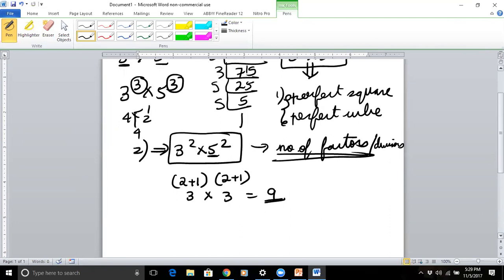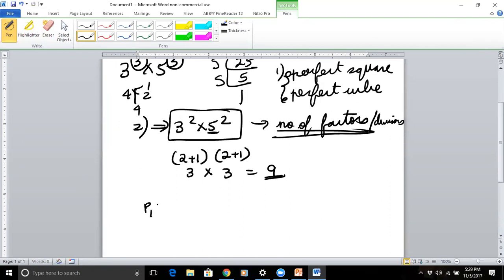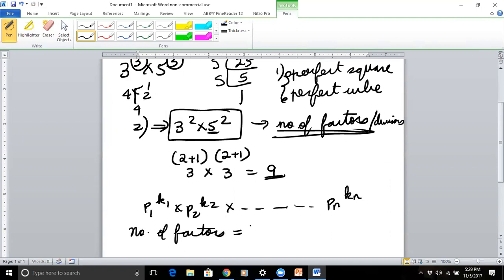Basically, the general form here is, if you have a number which is prime factorized in the form of p1 to the power of k1 into p2 to the power of k2 till pn to the power of kn, then the total number of factors of any number would be given by k1 plus 1 into k2 plus 1 till kn plus 1. What you need to do is just take the powers, add 1 to them, and multiply them. The product of those powers is going to give you the total number of factors of a number. So the most important application of prime factorization is it gives you information of how many factors a number is going to have.